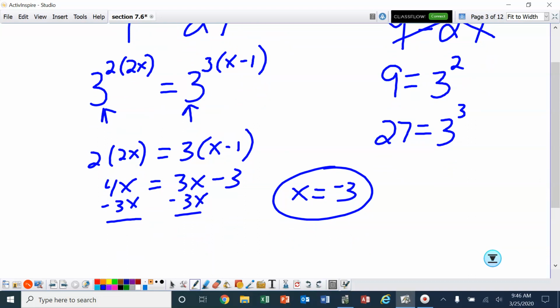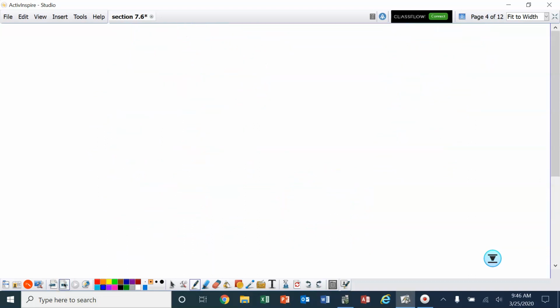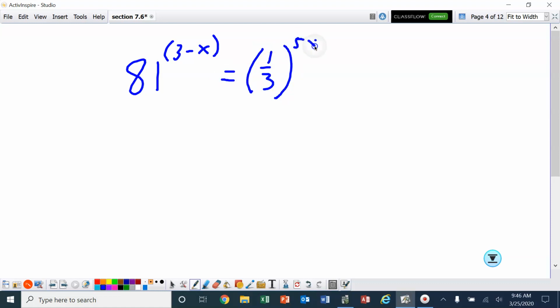All right, let's look at one that has fractions involved. Let's say we have 81 to the 3 minus x power equals 1/3 to the 5x minus 6.